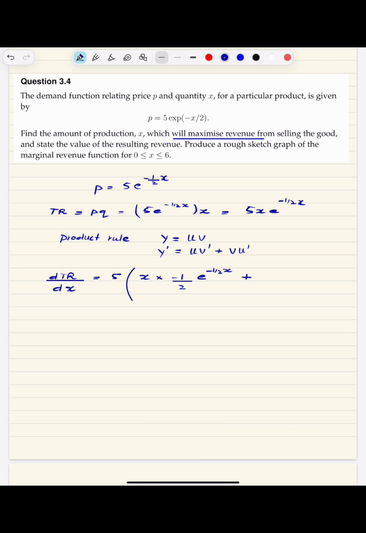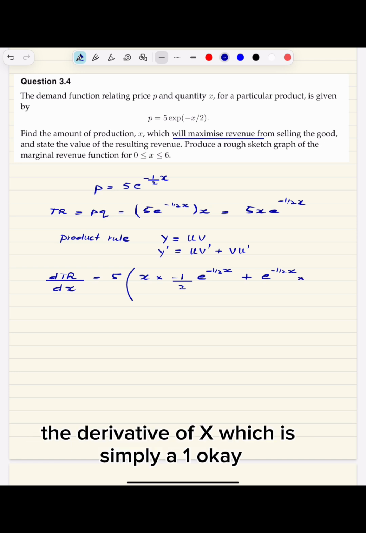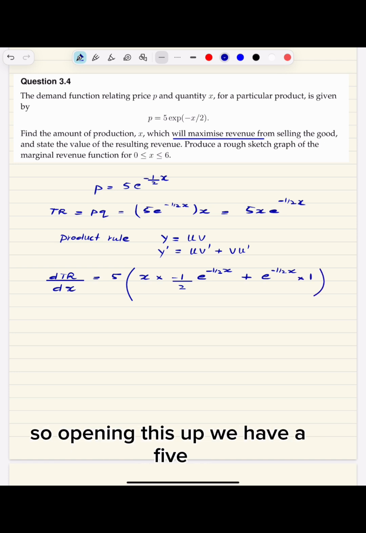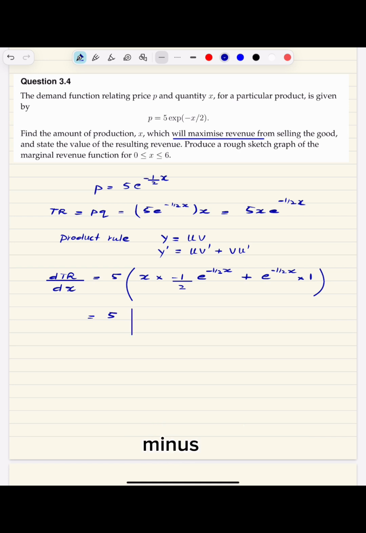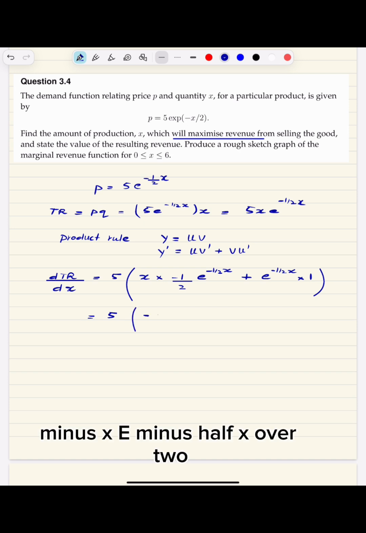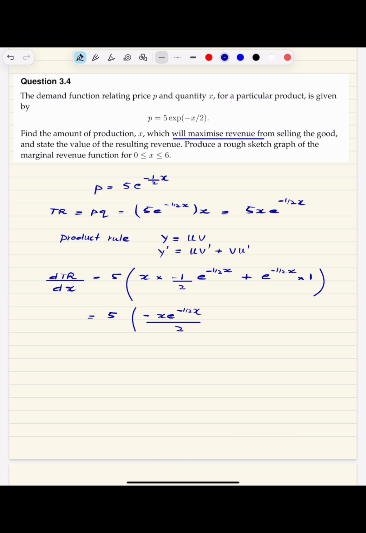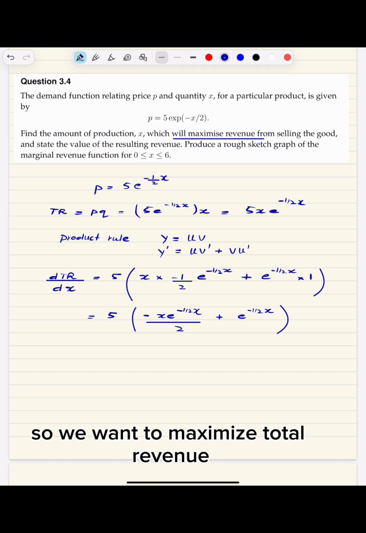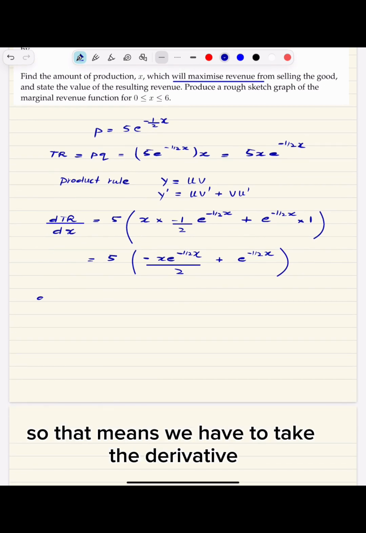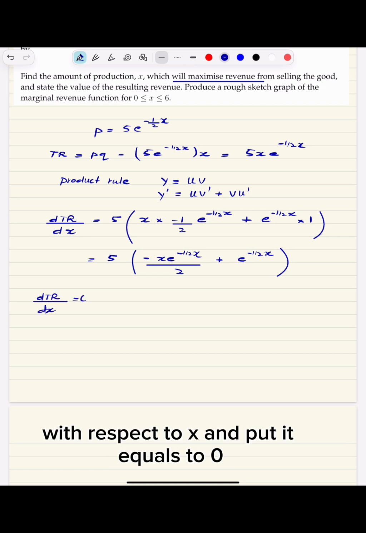Okay, plus e to the minus half x as it is, times the derivative of x, which is simply 1. So opening this up, we have 5 minus x e to the minus half x over 2, plus e to the minus half x. Okay, so we want to maximize total revenue, so that means we have to take the derivative with respect to x and set it equal to 0.